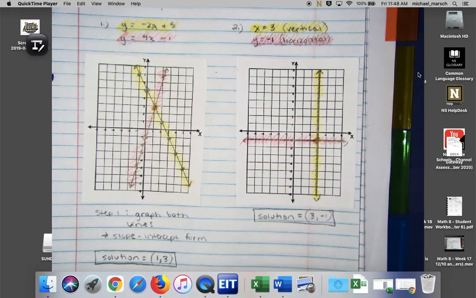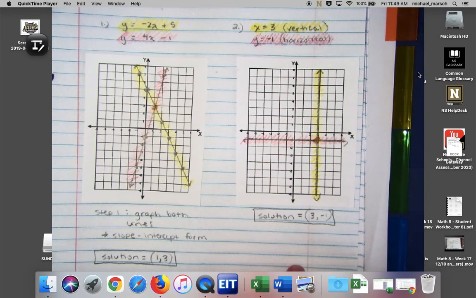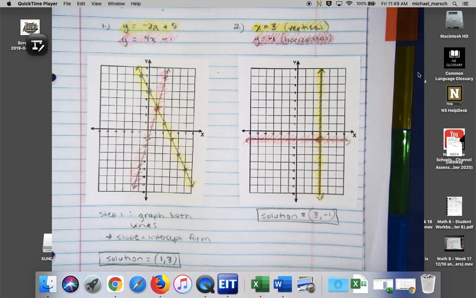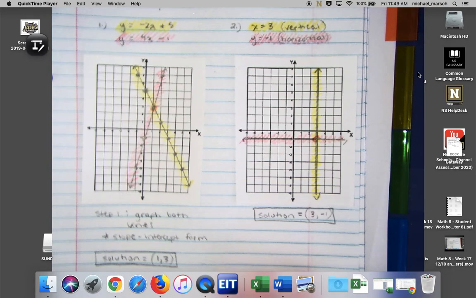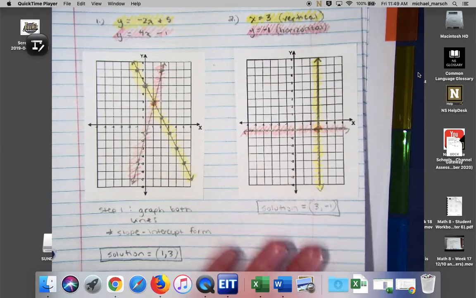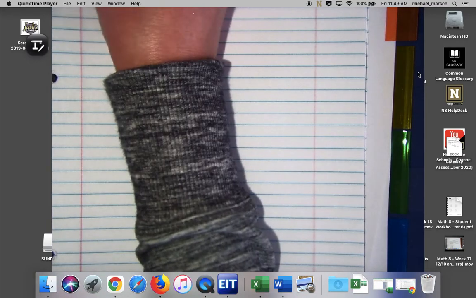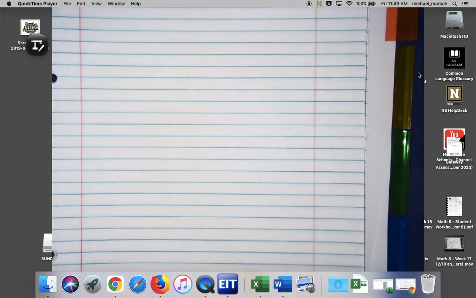Okay, we have one more example. Let's see, what page is this? Page 2. Is anybody still working on this? All right, you guys just talk about it. Third example.